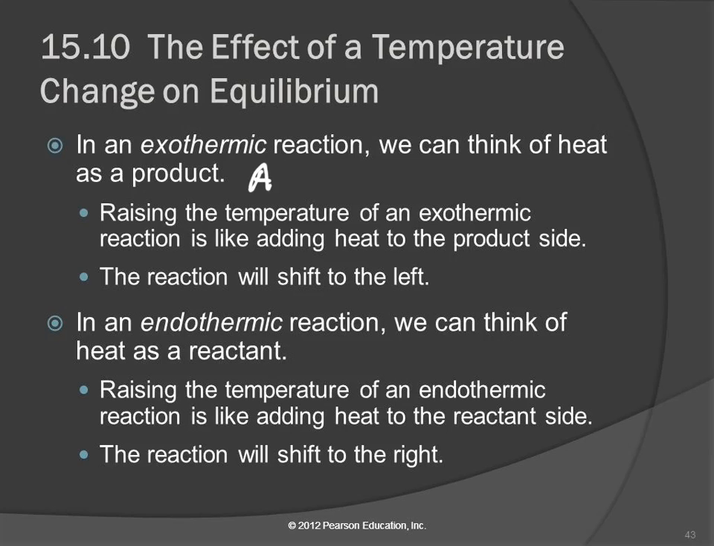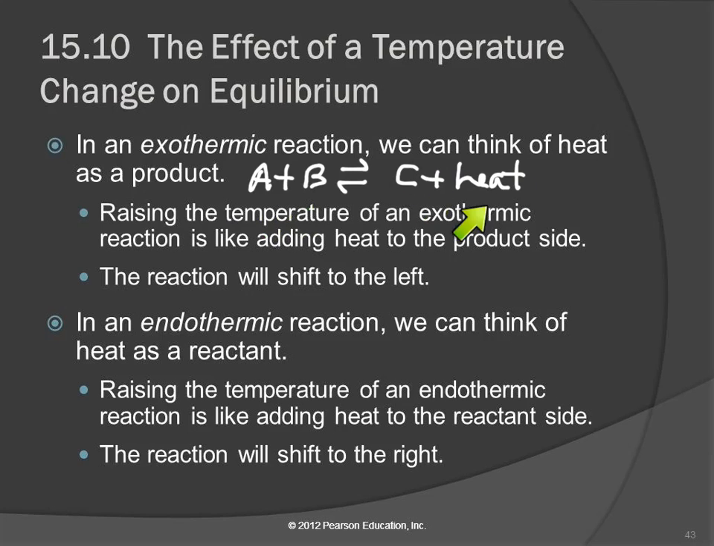Well, we might have like A plus B goes to C plus heat. It's producing heat, exothermic reaction. So if we raise the temperature of this, I should have made that an equilibrium, because that's what we're talking about in this chapter.